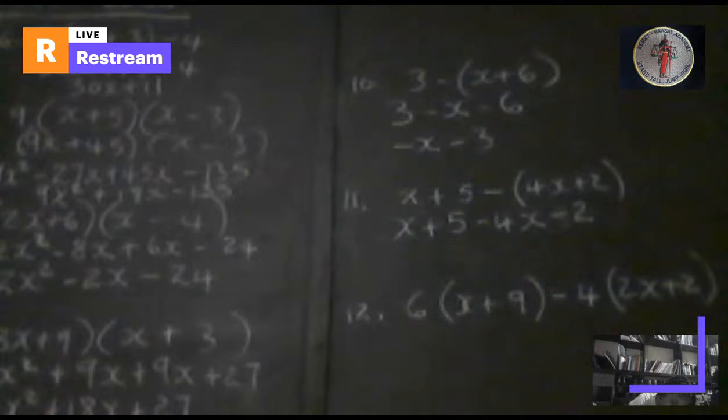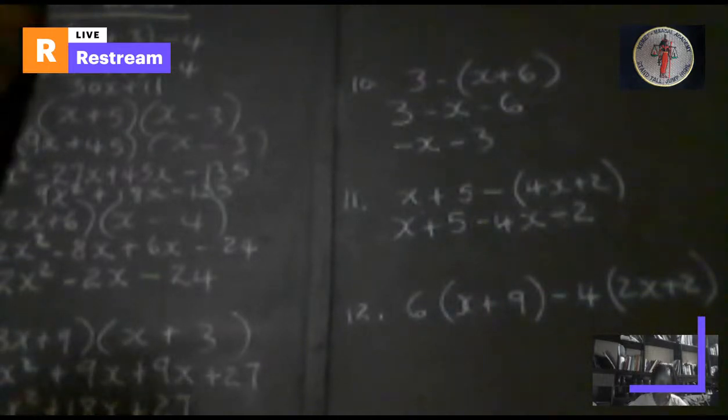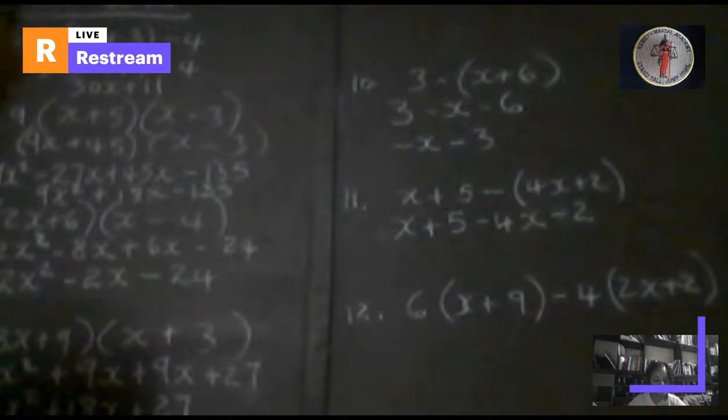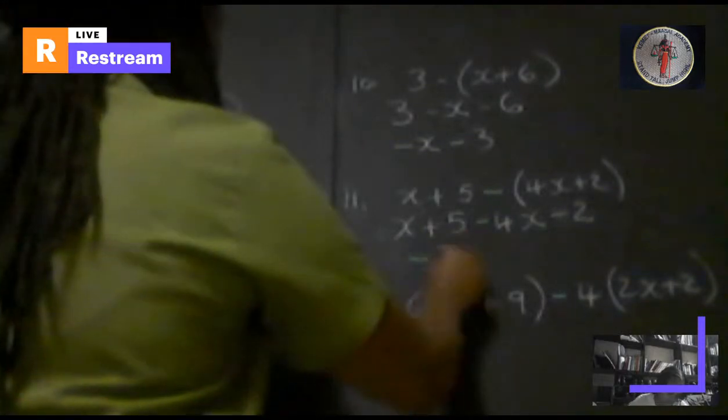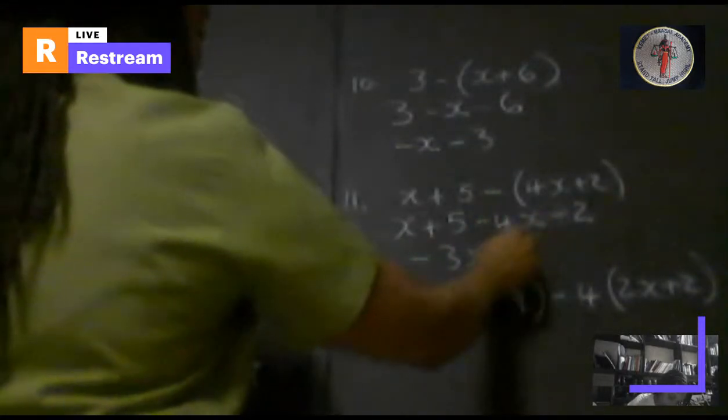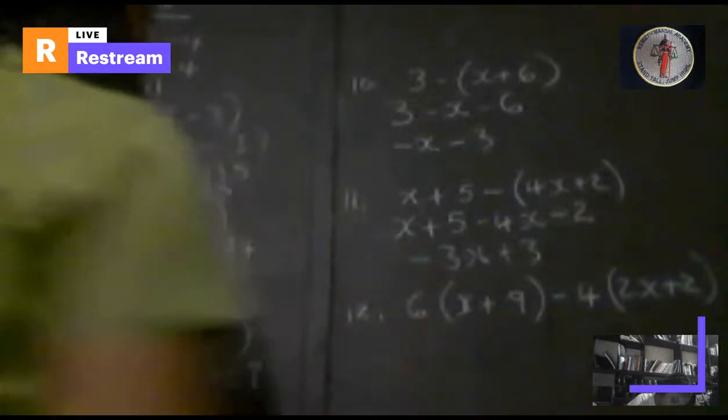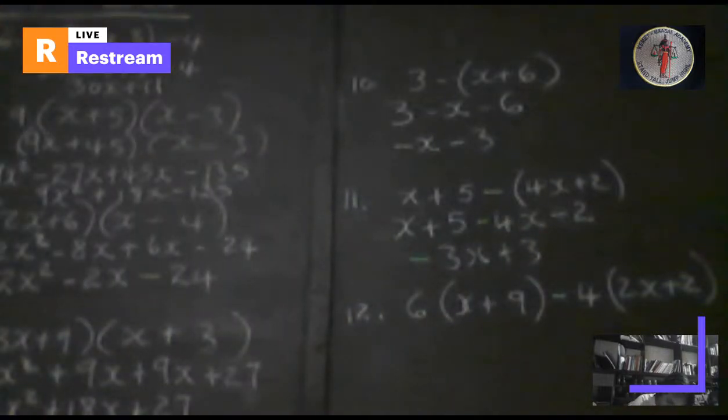How would we simplify that? Well, x minus 4x would give you negative 3x, and 5 minus 2 would give you positive 3. Correct. So x minus 4x is negative 3x, and 5 minus 2 gives positive 3. Okay, last one.